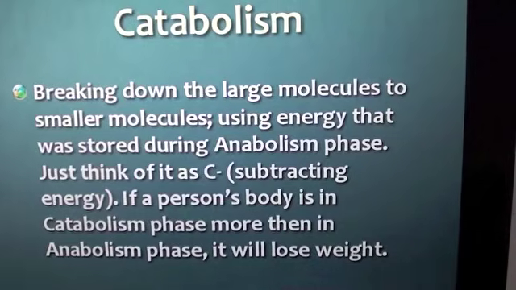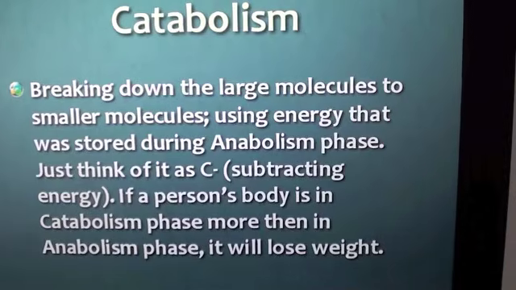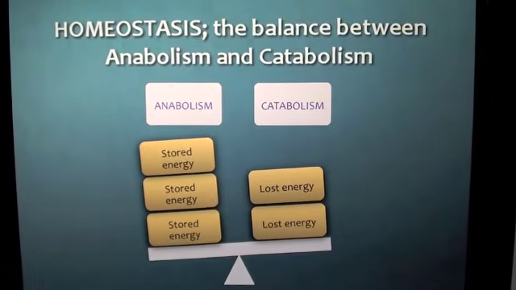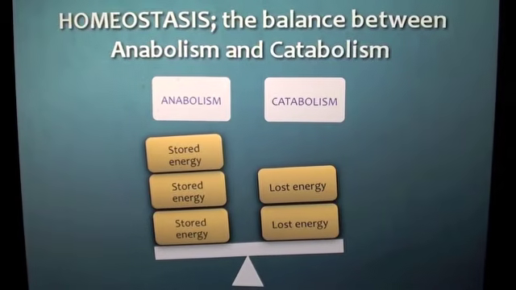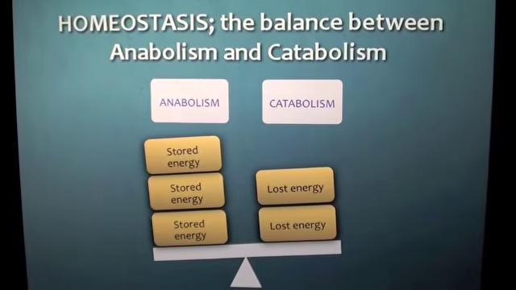If a person's body is in the catabolism phase more than in the anabolism phase, it will lose weight. Homeostasis is the golden balance between anabolism and catabolism. So, in reality, losing weight is very simple. Eat less, use more energy.